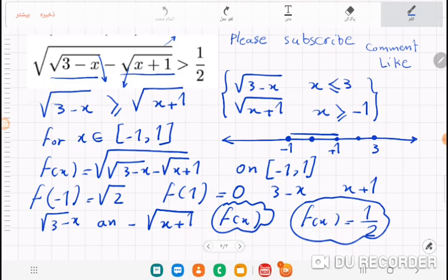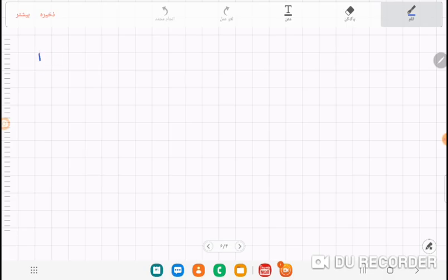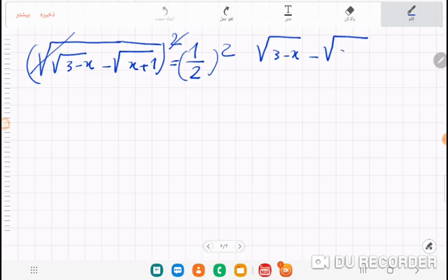So we are going to solve it, so we can find this solution. I continue on the next page. Square root of 3 minus x minus square root of x plus 1 equals 1 over 2. At the first step, I raise both sides to the power of 2, squaring both sides. We can cancel the square root by the 2, and we have 3 minus x minus x plus 1 equals 1 over 4, excuse me, I apologize, 1 over 4.